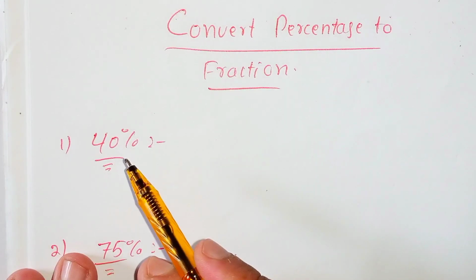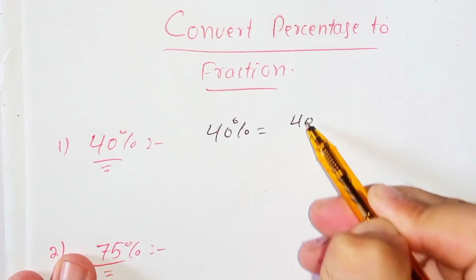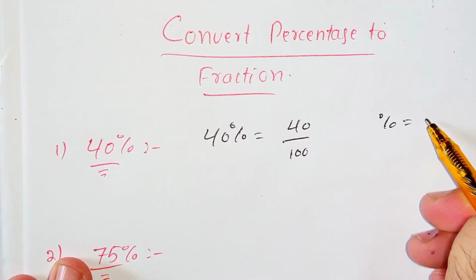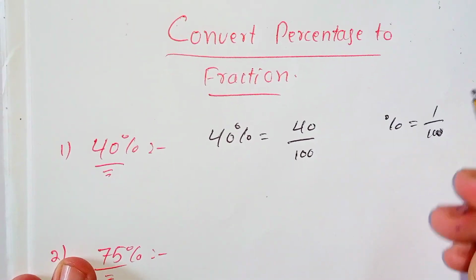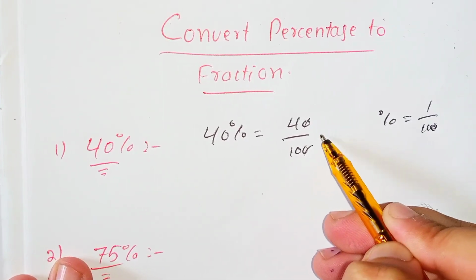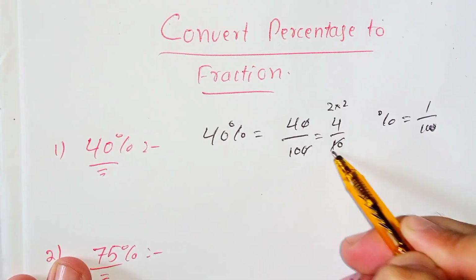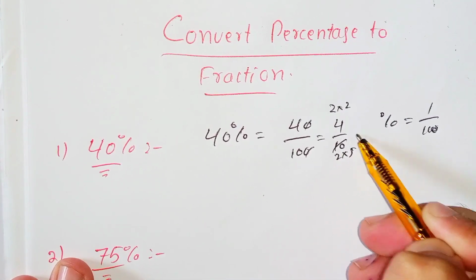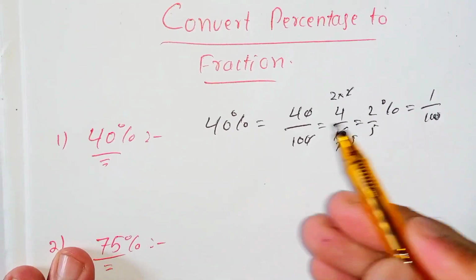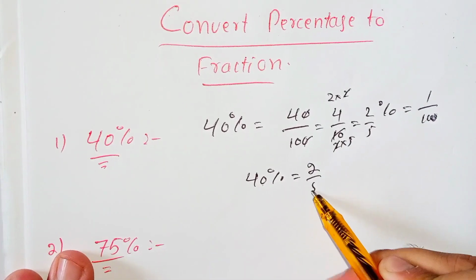For example, what will be 40% in fraction? So 40% is equal to 40 over 100, because the percent symbol means 1 over 100, right? So we will cancel out the 0 with the 0, which is equal to 4 over 10, or 2 times 2 is 4 and 2 times 5 is 10. So we will cancel the 2 with 2, which is equal to 2 over 5. So 40% is equal to 2 over 5.